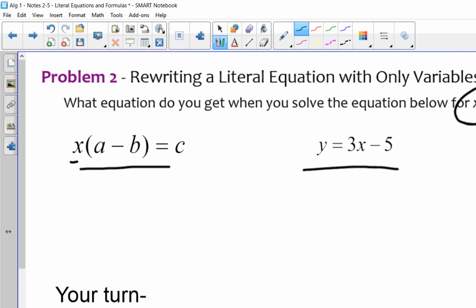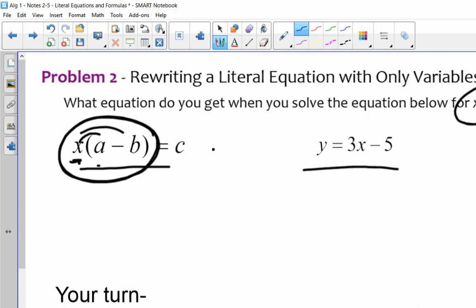I got to get this X by itself. Now, I need you to understand, this says X times A minus B, or the quantity A minus B. So that parentheses is really representing some number times X. Well, if I got to get X by itself, that means I got to move this A minus B to this side. How do you do that? Well, remember, I'm multiplying that. Like, I'd have to distribute that technically. Well, that's because distribution is multiplication.